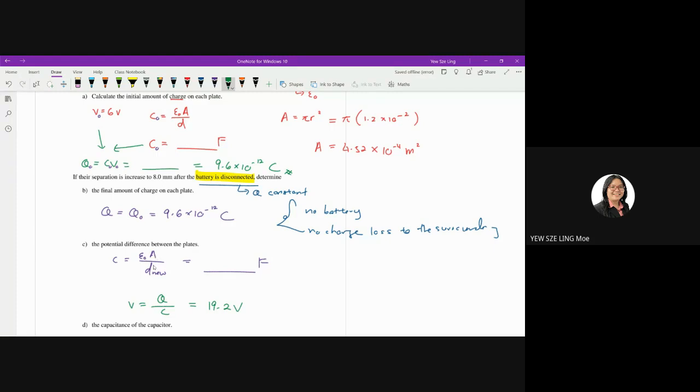Kamu sendiri kira. Tengok berapa nilai dia, and then kamu masukkan ke dalam equations. So V equals Q over C, which is equal to 19.2 volts. The crucial point is the battery is disconnected.